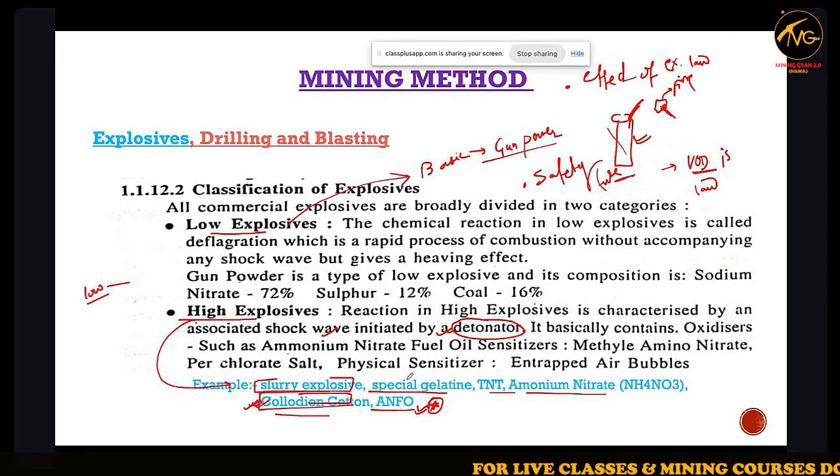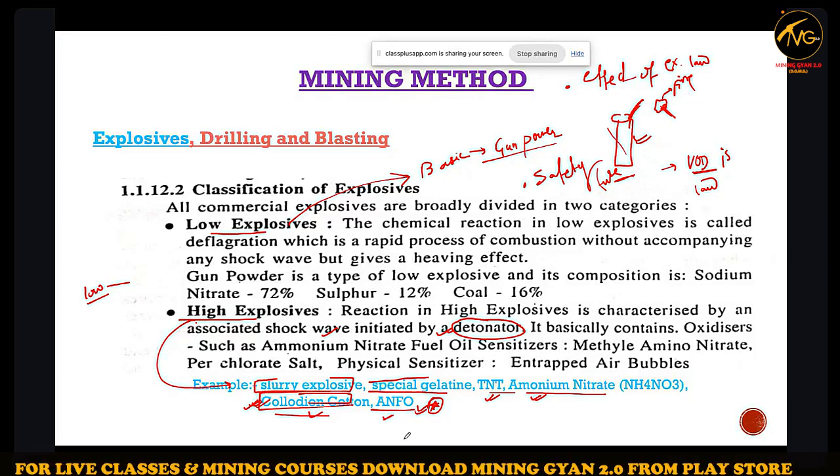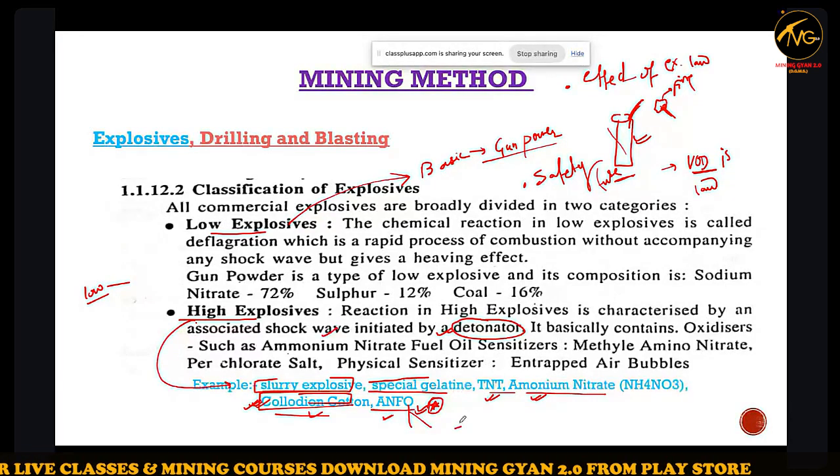Celery is high explosive. Special gelatin is high explosive. TNT high explosive. Ammonium nitrate is also high explosive. NFO is also explosive, high explosive. So you should search 3 to 2 point of each explosive. You may also read in our different classes.